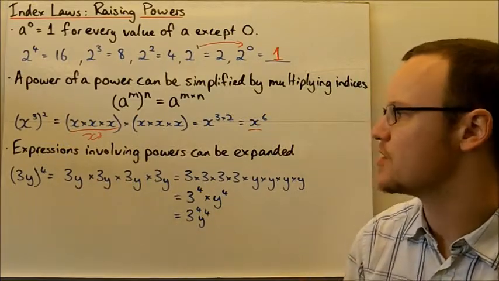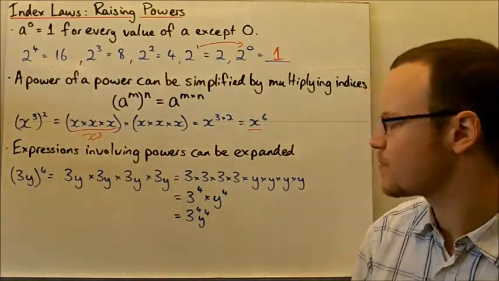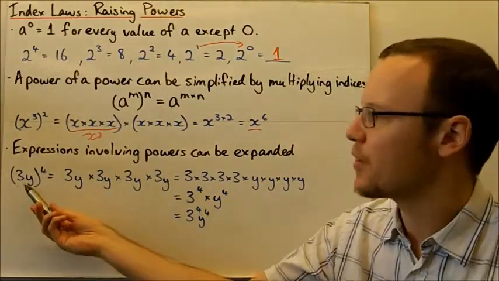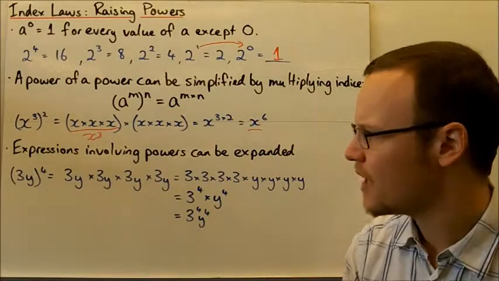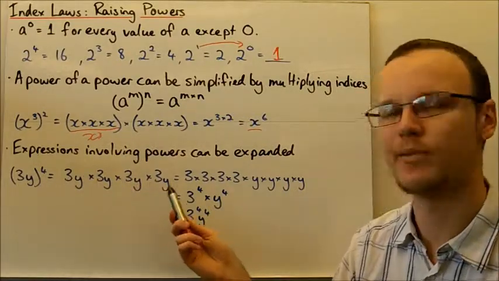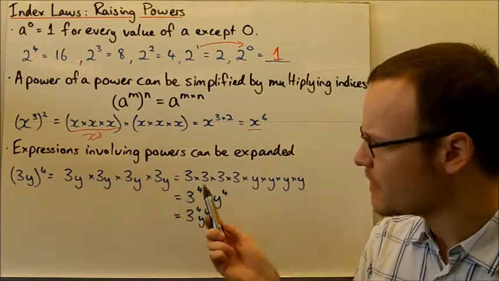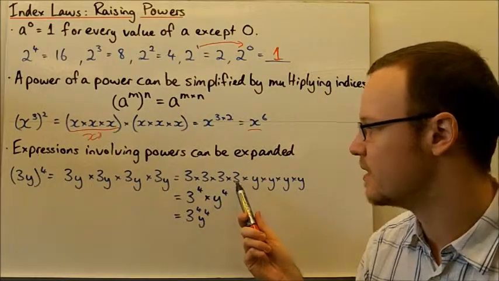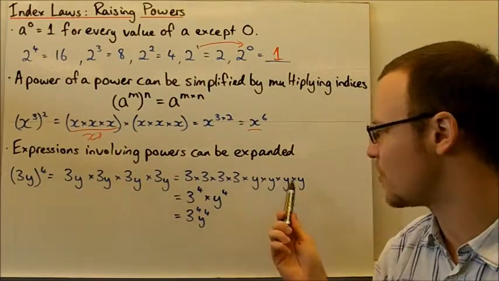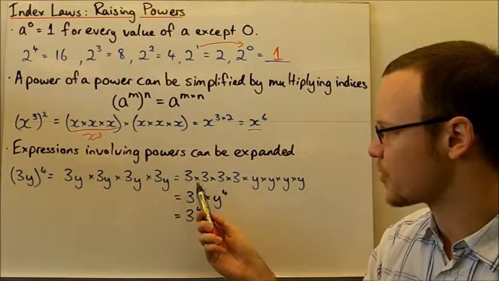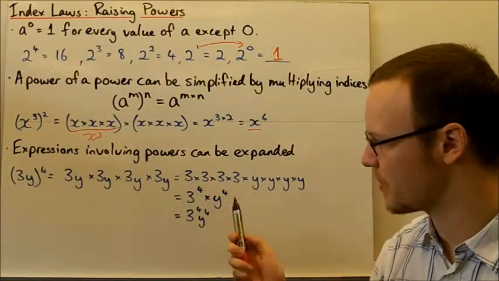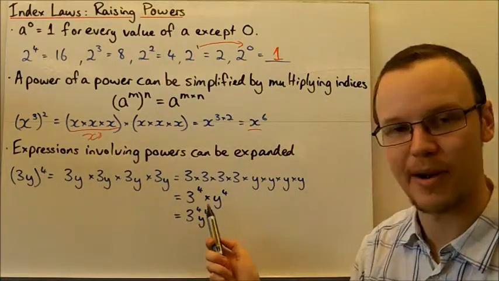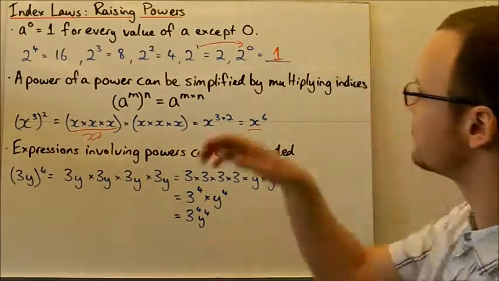If we have a look at expressions involving powers, they can be expanded as well, to make things simpler for us. So if we have a look at why that's the case, 3y to the power of 4 is the same as 3y times 3y times 3y times 3y, 4 times. And then, because we can multiply in any order, that's the same as 3 times 3 times 3 times 3 times y times y times y times y. So that's 3 to the power of 4 times y to the power of 4. So 3y, all to the power of 4, is the same as 3 to the power of 4 times y to the power of 4.